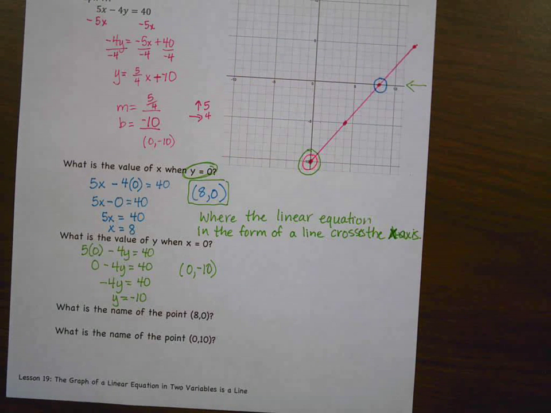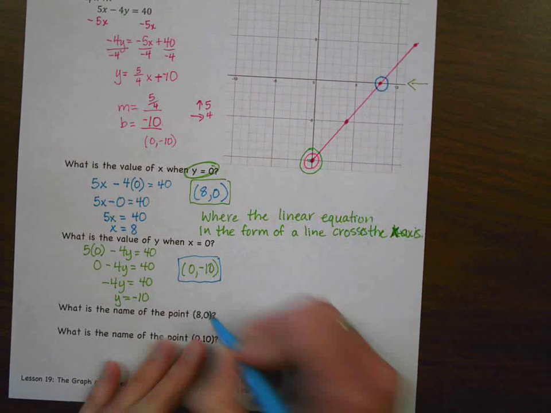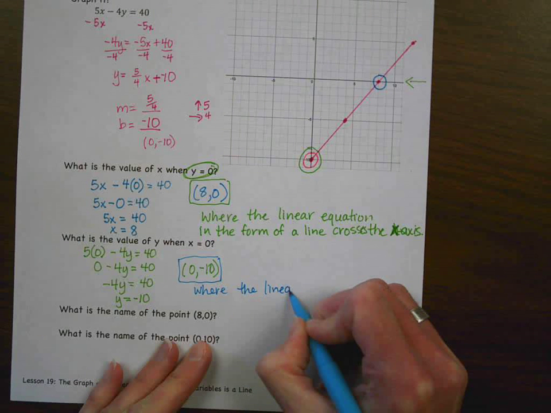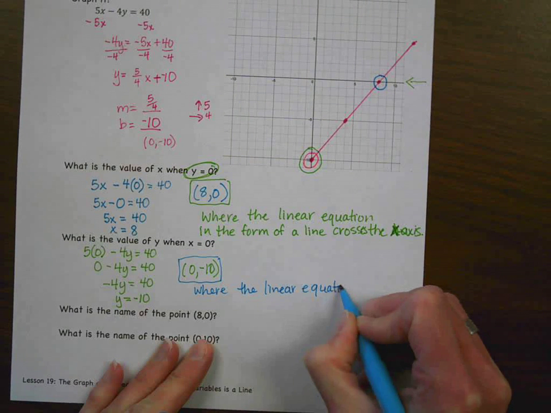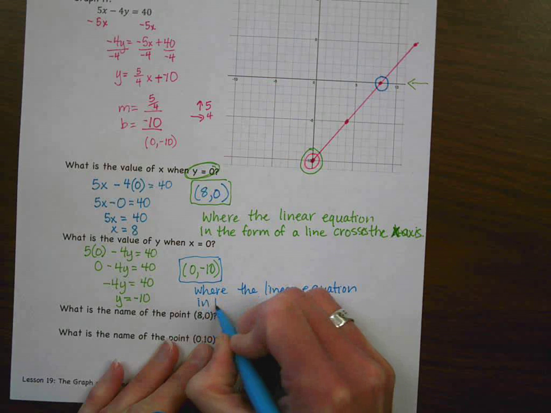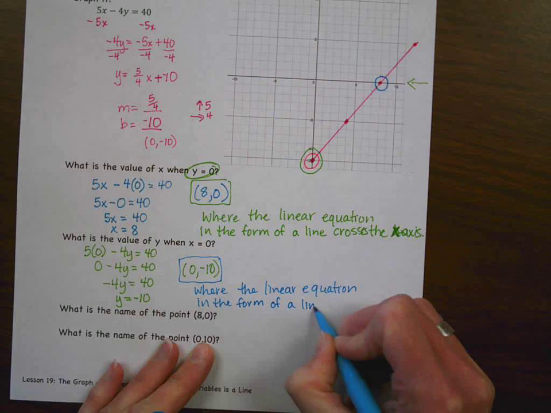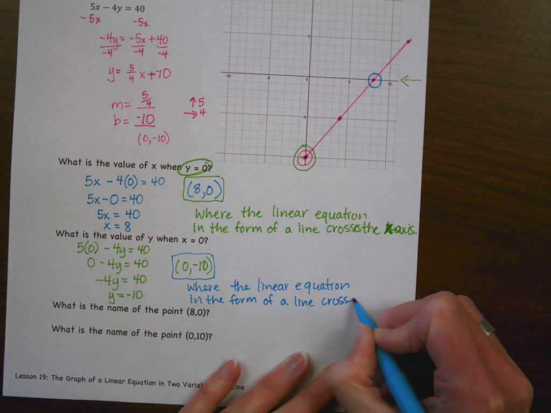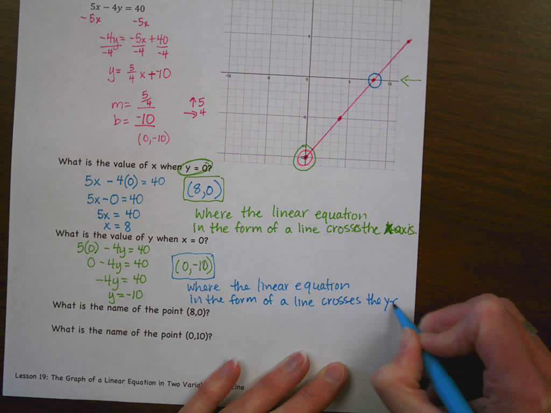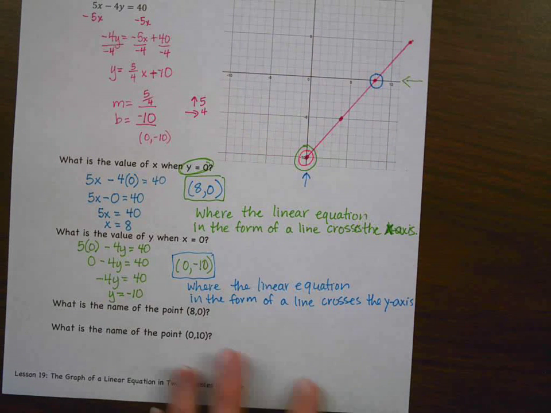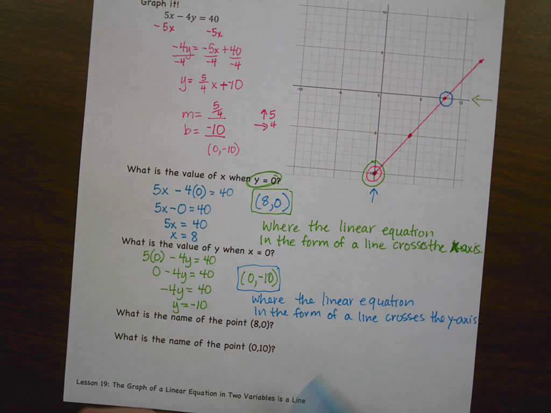All right, and then when x is 0, that tells you where the linear equation in the form of a line crosses the y-axis. And that would be right there. Okay? So that's kind of major important, and what you need to do is you need to remember when you're given a specific coordinate, you can find where on the line something crosses.